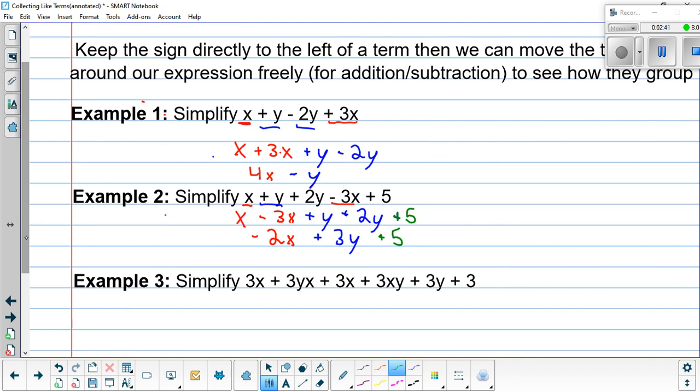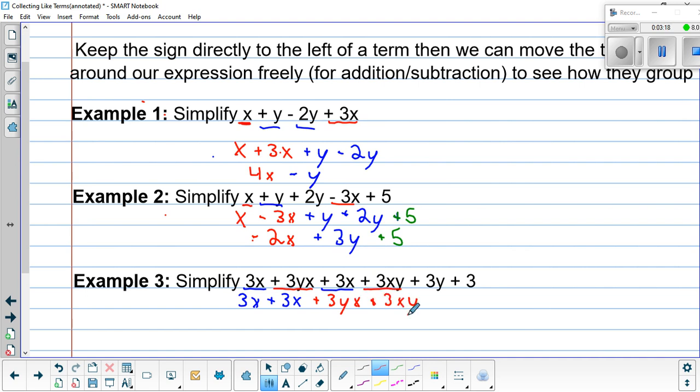So here we have simplifying 3x plus 3yx plus 3x plus 3xy plus 3y plus 3. Once again, I've deliberately done this to really confuse you and make you think. Same thing though, 3x plus 3x. Just because it looks unknown and foreign does not mean we're going to change what we're doing. Now, I see this next thing, plus 3yx. I'm just going to put it next. Plus 3yx. And then I have this plus 3xy.